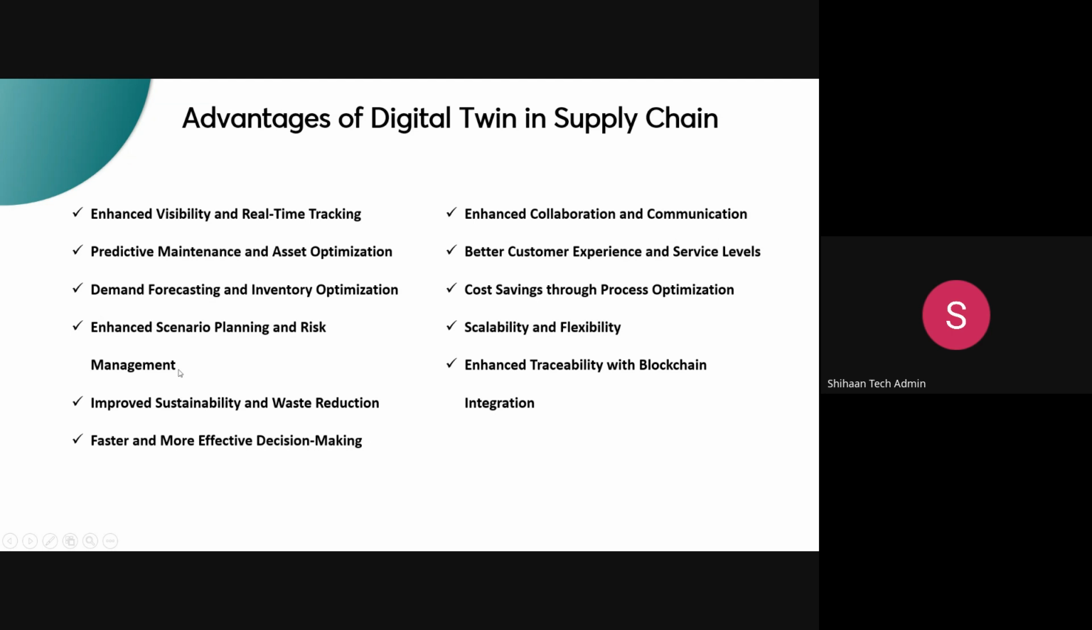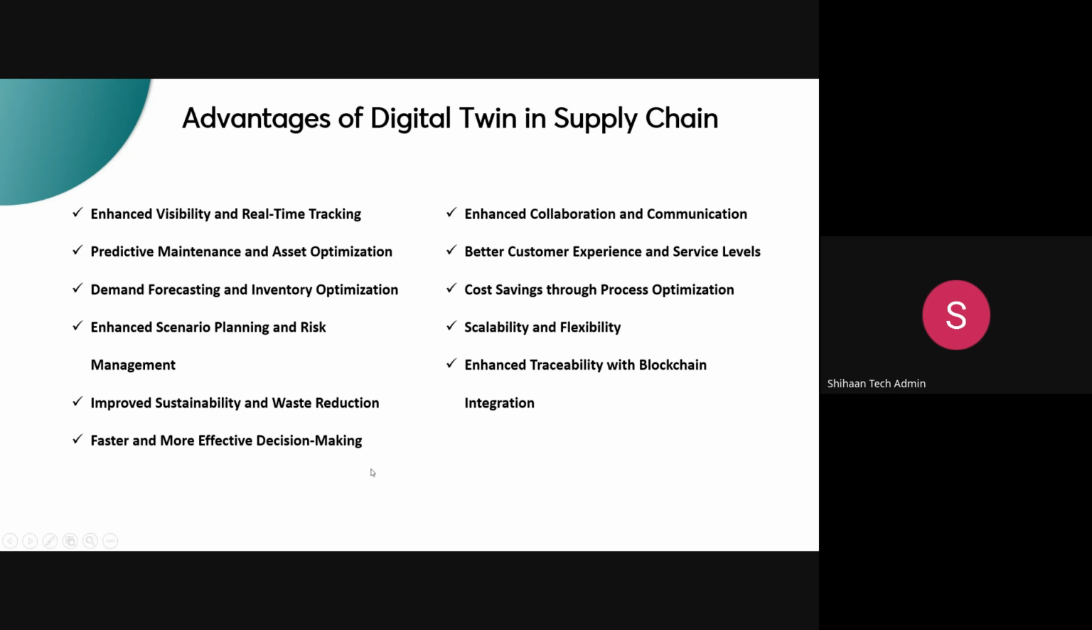So, enhanced scenario planning and risk management. When we talk about what-if scenarios, we can assess how different factors like demand spikes, supplier issues, or geographical events might impact your supply chain. These capabilities can help companies proactively develop risk mitigation action plans, ensuring supply chain resilience in the face of disruption.